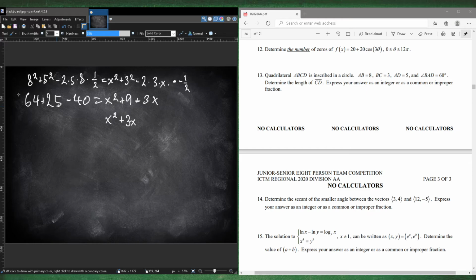64 minus 40 is 24. 24 plus 25 is, I mean, 49. And then 49 minus 9 is 40. So that's equal to 0. So to make it work, this probably has to have a 5. So this could be 8 and 5. So 0 equals x plus 8 times x minus 5, because it has to be a higher positive to make positive 3. So that means your x is equal to 5. So that's it. So that's your answer for number 13.